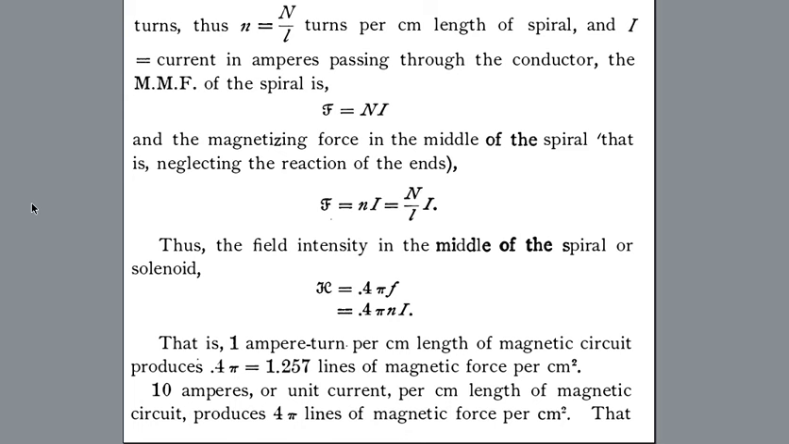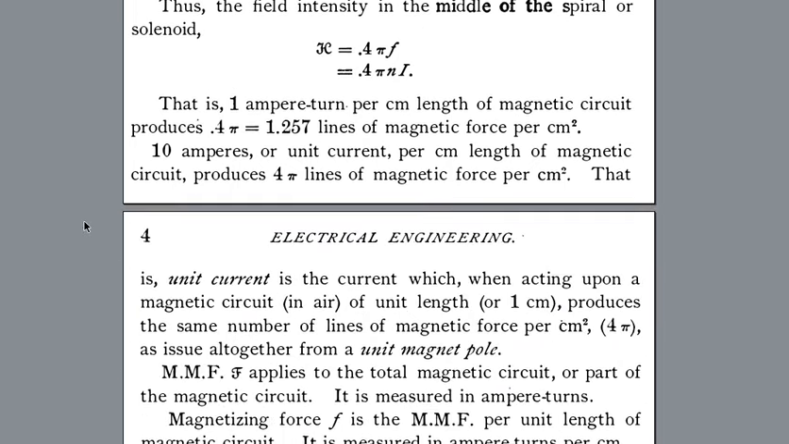Field intensity in the middle of the spiral or solenoid is H = 0.4πF, which equals 0.4πNI. That is, 1 ampere turn per centimeter length of the magnetic circuit produces 0.4π, which equals approximately 1.257 lines of magnetic force per square centimeter.